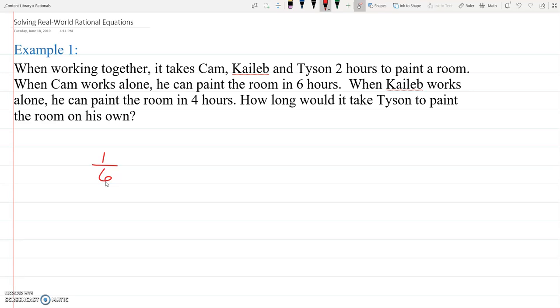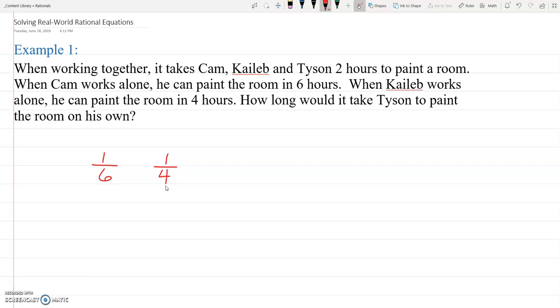Caleb can paint the room in 4 hours. So in 1 hour, how much can he paint? 1/4. Just so we're clear, if we started Cam in one corner of the room and Caleb in another corner, after 1 hour, Caleb's going to have 1/4 of the room done, and Cam's going to have 1/6 of the room done. Caleb's going to turn around and be like, bro, hurry up, what's taking you so long? I already got 1/4 of the room done. So 1/6 of the room and 1/4 of the room are being taken care of so far.